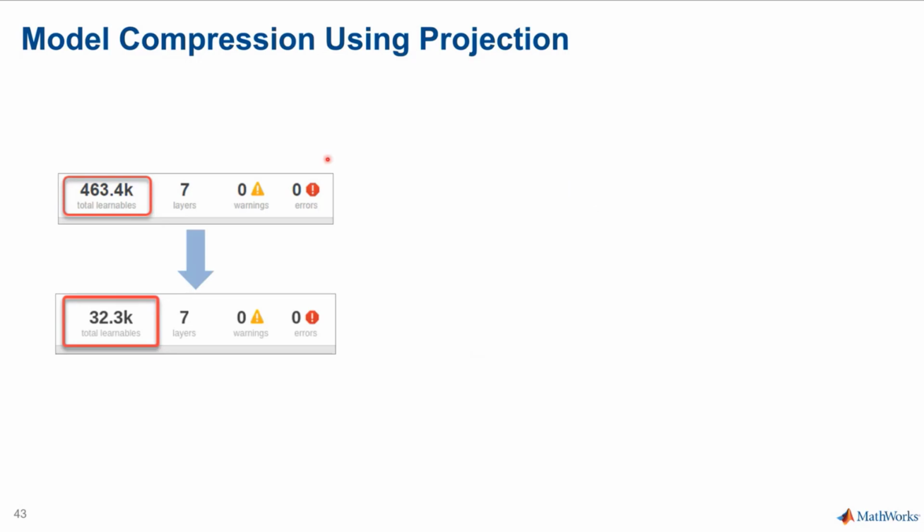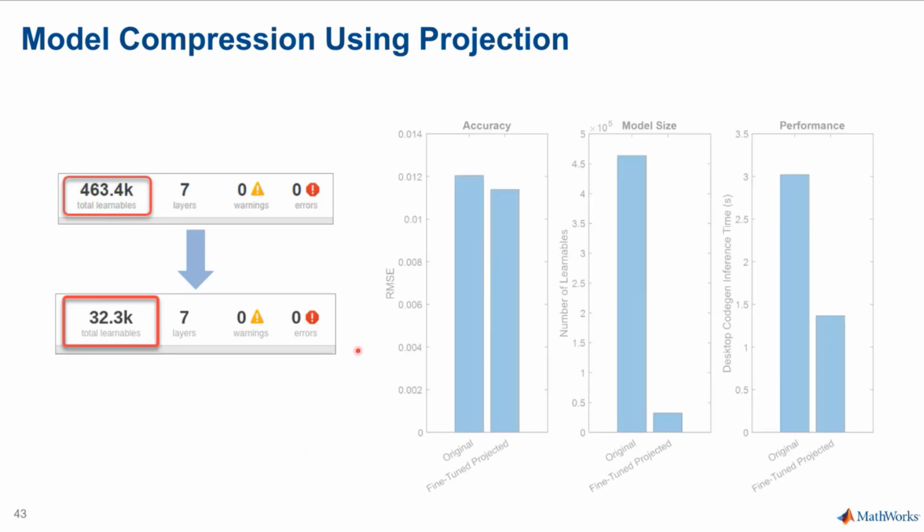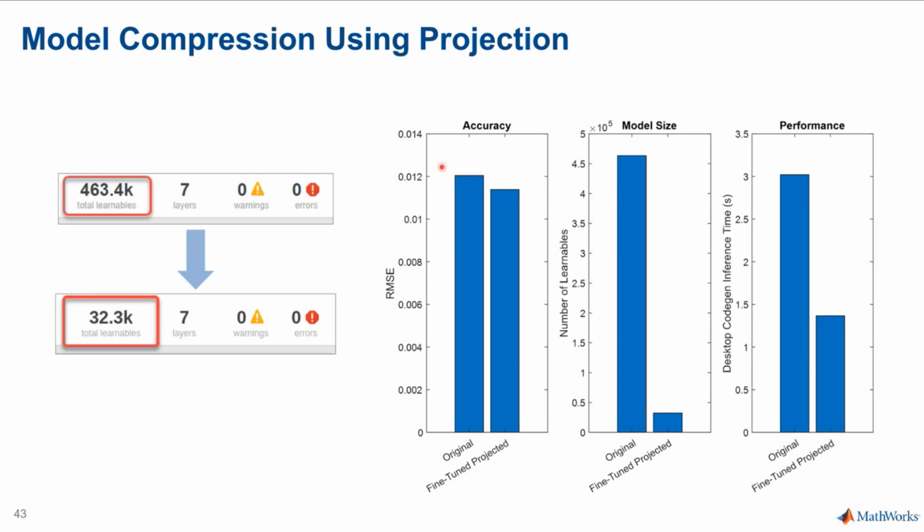So let's say you have a model that has 400K learnables. You can compress it to a smaller model. There are techniques to do that while preserving the accuracy. So this is an example here from 400K down to 30K. So this is much smaller. And with this projection technique, it was possible to almost keep the accuracy of the model. So there's only a small dip in the accuracy. But then the model was much smaller than the original model. So this is really good.